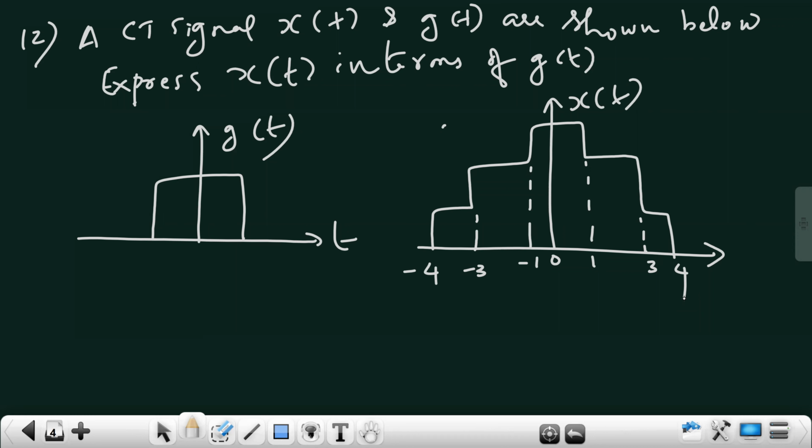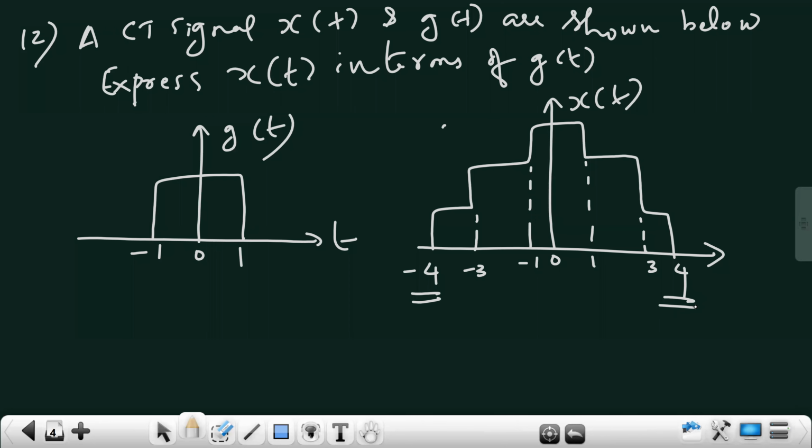Express x of t in terms of g of t means we need to create different versions of g of t, whether it may be time expansion or time scaling, whatever it may be. We need to add those figures individually to get x of t. What I will do is, since here you can have a staircase waveform that is occurring from -4 to 4, I will try to expand this signal g of t.